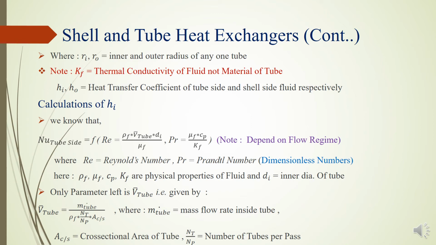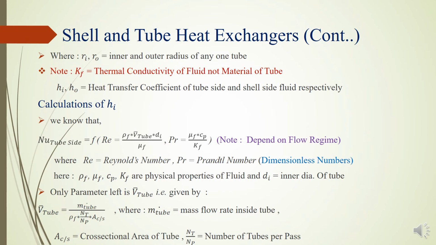Now the part is the calculation of Hi. The Hi can be calculated by a dimensionless number correlation. That is, the Nusselt number of the tube side is a function of the Reynolds number and Prandtl number. In this correlation, we have parameters like rho f, mu f, Cp, Kf. These are the physical properties of the fluid that can be known from the literature. And di is the inner diameter of the tube.